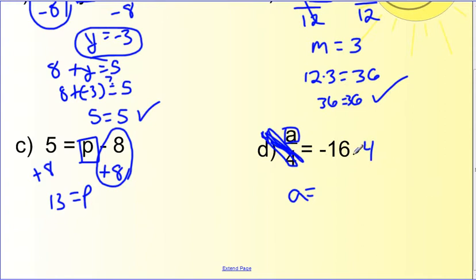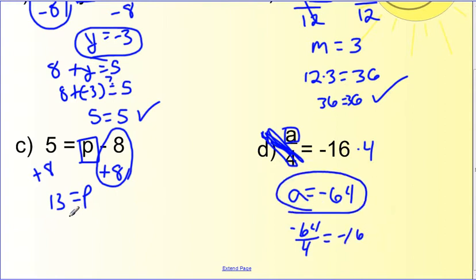On this side of the problem, a negative 16 times by 4 gives you a negative 64. Okay. And we could always double check if we wanted to, but you can trust me if you want. Negative 64 divided by 4 does equal a negative 16. Check it on your calculator. Believe it or not, it is true.